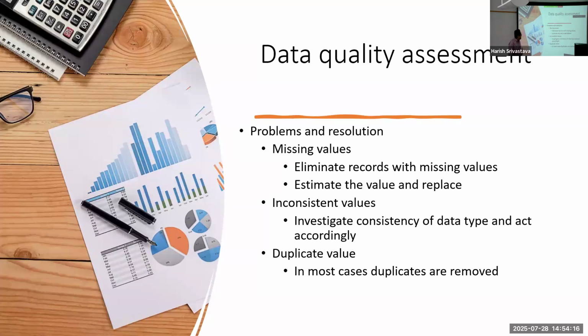For inconsistent values, investigate the inconsistency of the data type and act accordingly. Inconsistent data type means, if age is there and somebody put ABC, what should I do? I determine the inconsistent data and convert it into the format which is more appropriate for that column.